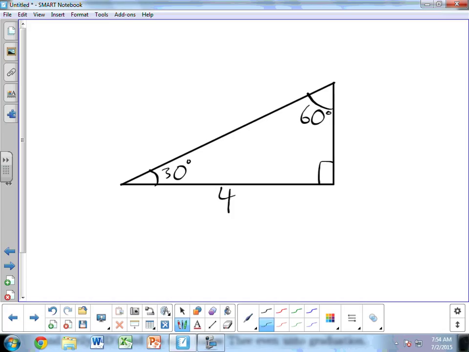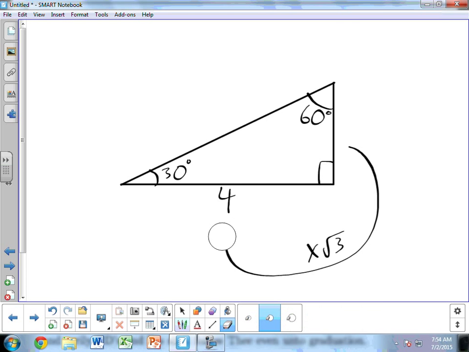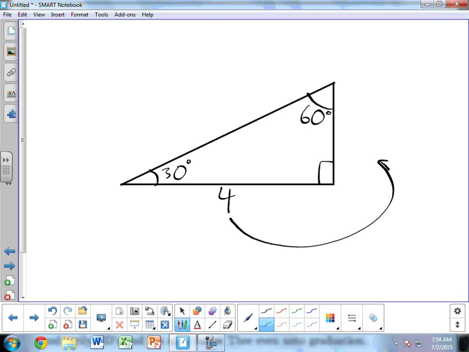So in this case, to go from the short leg to the long leg, we multiply by the square root of 3. To go backwards, we're going to do the exact opposite, and we are going to divide by the square root of 3. So the small leg is now 4 divided by the square root of 3. However, I don't like how that looks because there's a radical in the denominator. So I'm going to multiply it by the square root of 3 over the square root of 3, which gives me 4 square roots of 3 over 3, and that is going to be my short leg.